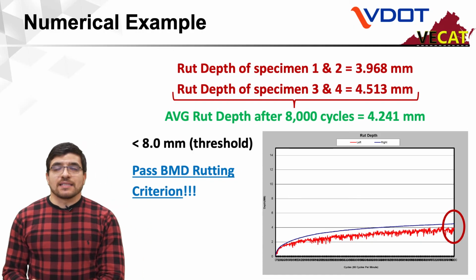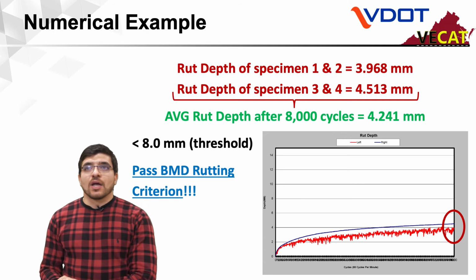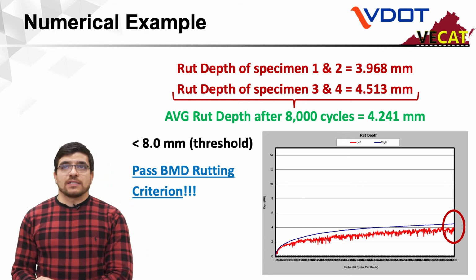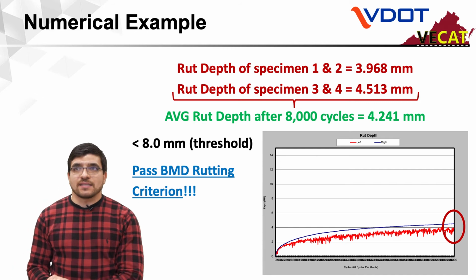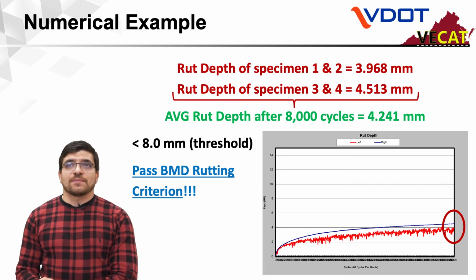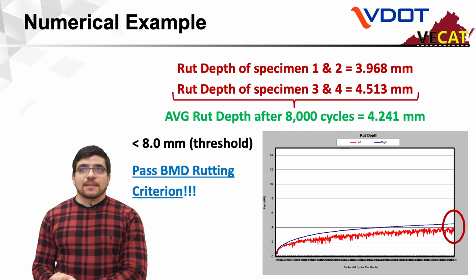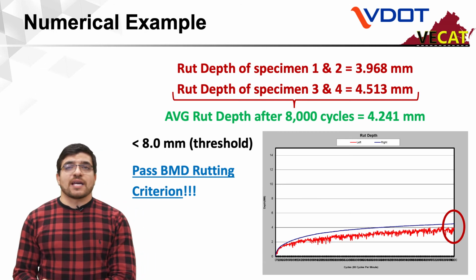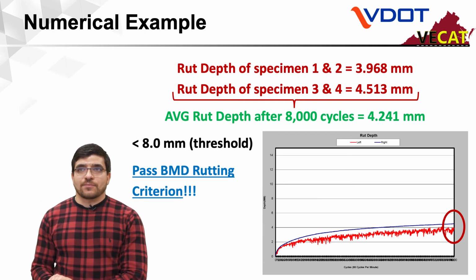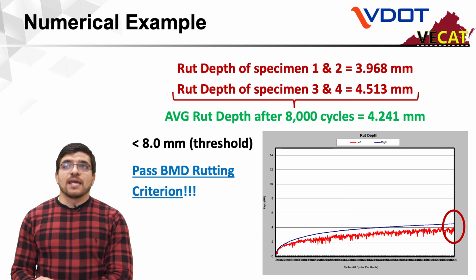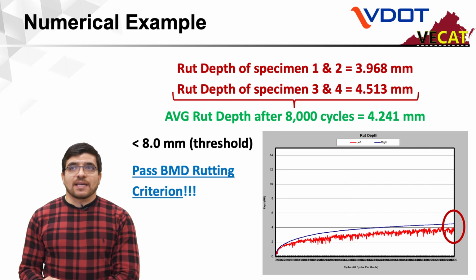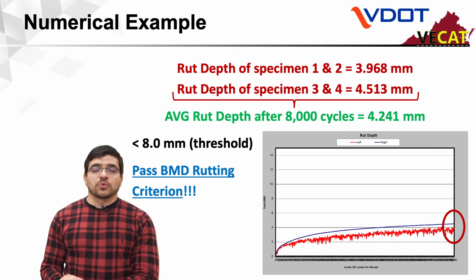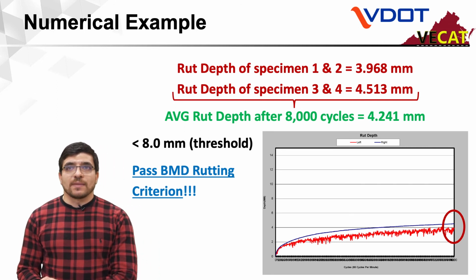This is a numerical example on how to handle the data. For example, from specimen 1 and 2, the rut depth measured after 8,000 cycles at 64 degrees Celsius is 3.968 mm. Meanwhile, the rut depths of specimen 3 and 4 measured after 8,000 cycles at the same temperature, 64 degrees Celsius, is 4.513 mm. The average rut depth after 8,000 cycles is equal to 4.241 mm.